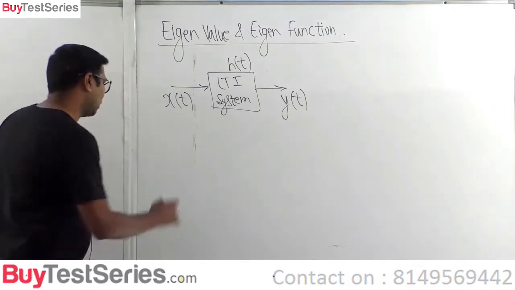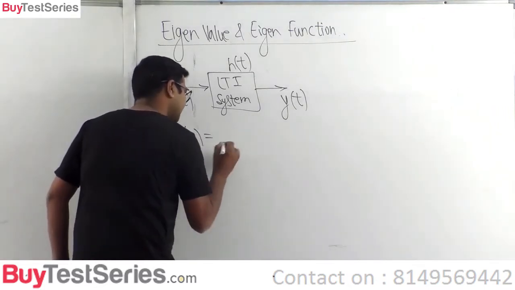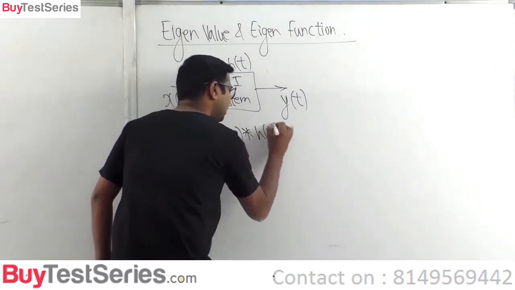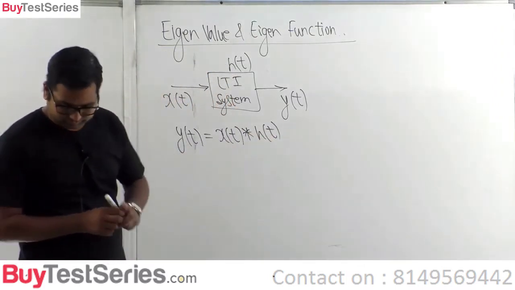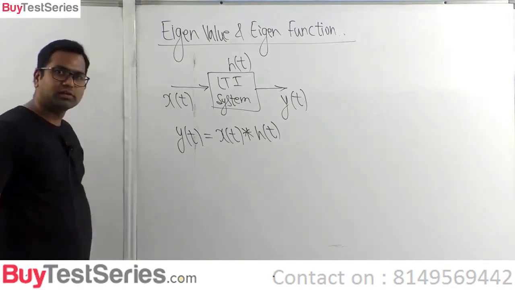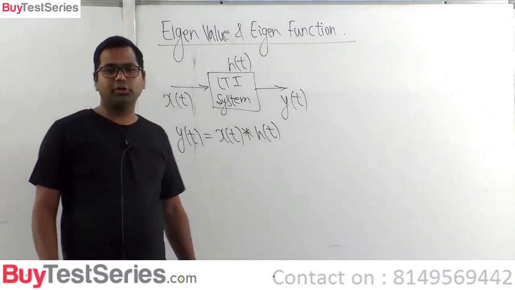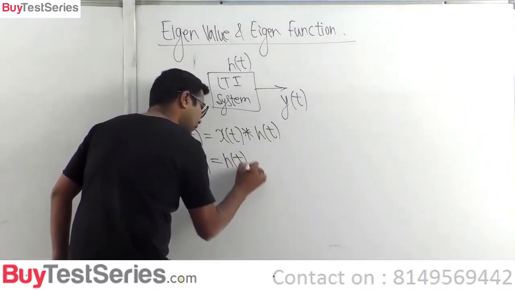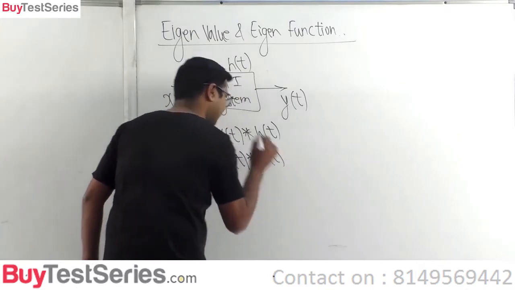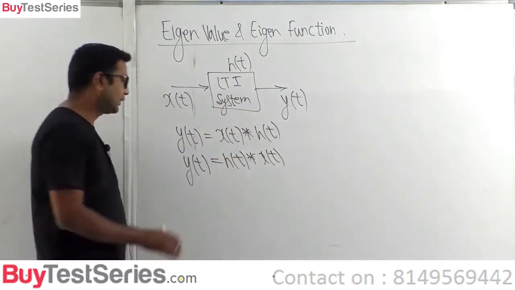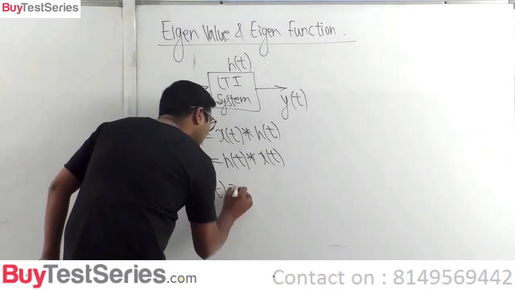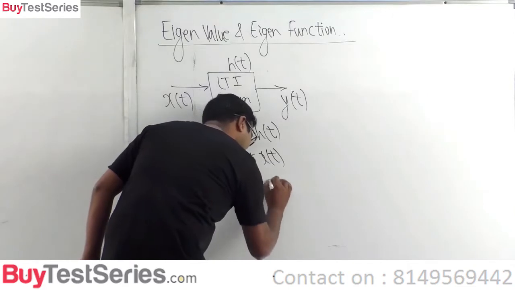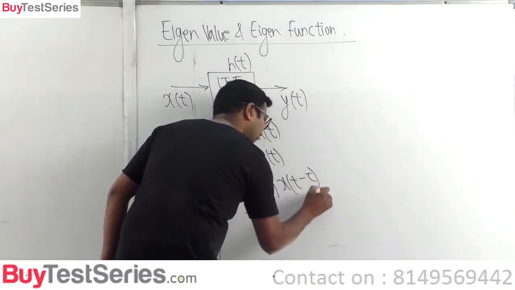For an LTI system, the output y of t can be expressed as the convolution of input x of t and impulse response h of t. Since convolution obeys commutative property, I can also express y of t as h of t convolution with x of t. This can be expanded by using the convolution integral, which will be integral from minus infinity to infinity h of tau x of t minus tau d tau.